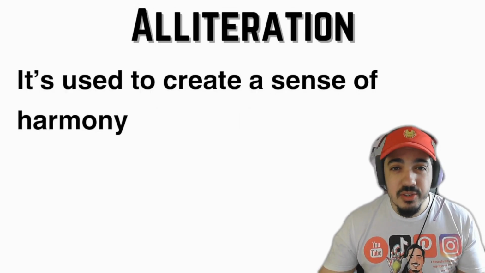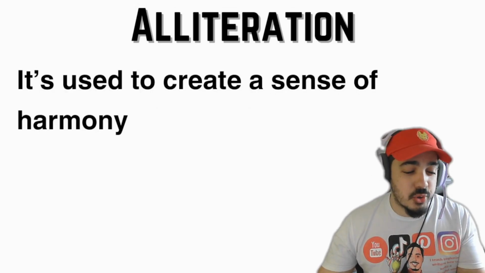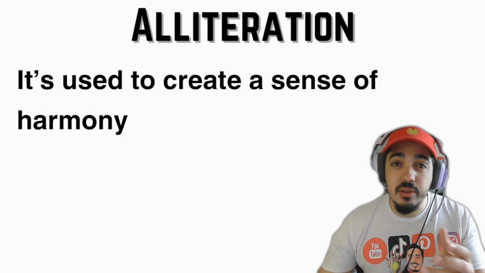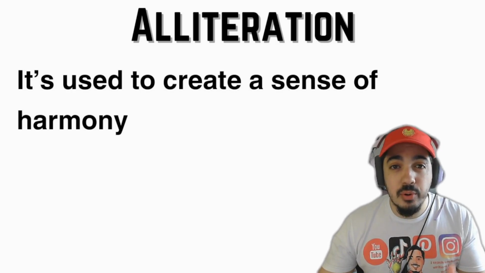One of the main uses of alliteration is to create a sense of harmony within the poem, story, novel, or just when talking.